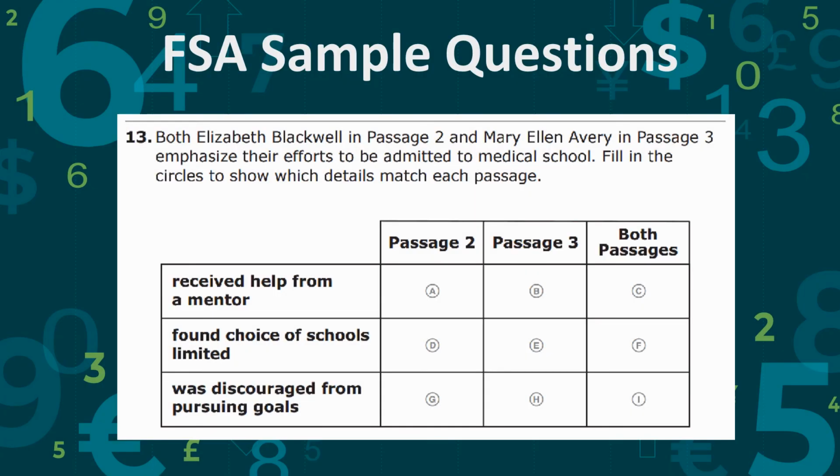Here's one more example of an FSA reading question that you might see. Both Elizabeth Blackwell in Passage 2 and Mary Ellen Avery in Passage 3 emphasize their efforts to be admitted to medical school. Fill in the circles to show which details match each passage. Please pause here with your teacher and discuss how you would approach this question.